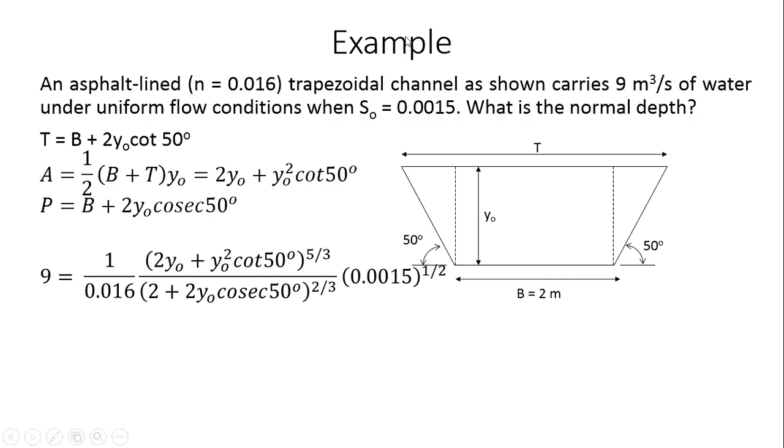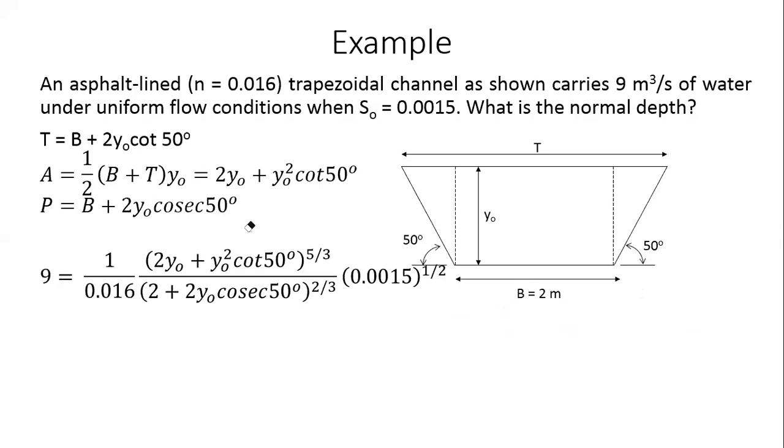Right? Maybe I'll just quickly write it here. A into R to the power 2 by 3. Right? Since R is A by P, this becomes A power 5 by 3 divided by P power 2 by 3. Okay, so this is fairly straightforward. Okay, so that's what I've done over here. Okay, so I've simplified this. I'm just erasing this. All right.